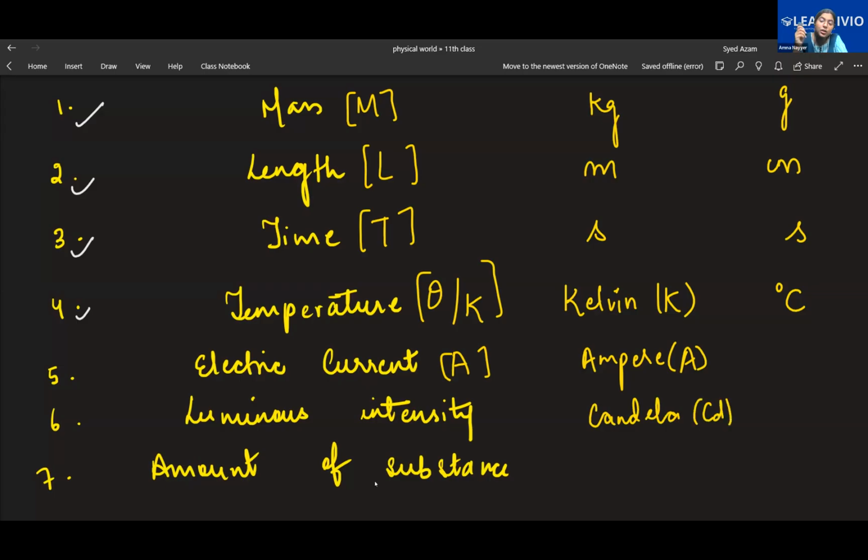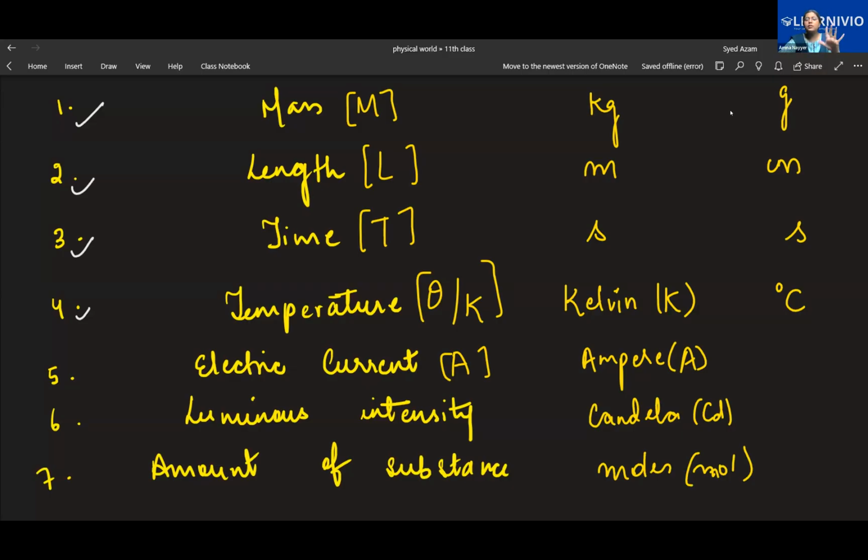Amount of substance you will do in your chemistry. The first chapter of chemistry, the mole concept. There you will see the number of molecules, the number of moles and everything. Amount of substance is given by moles. MOL is written for its demonstration in the units. So these three SI units, have them in mind if you encounter them anywhere. The rest of them, both SI and CGS, you should remember.